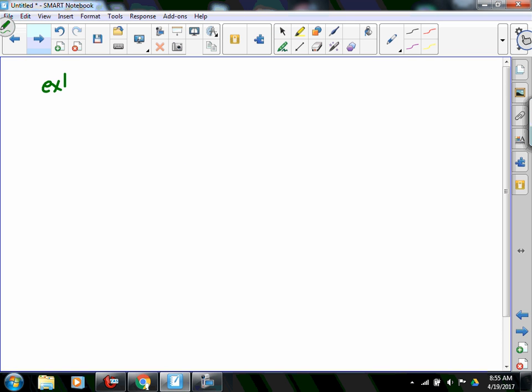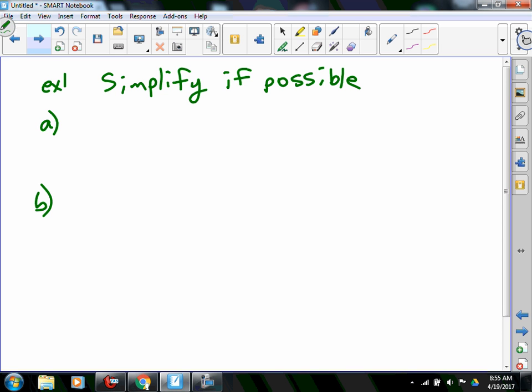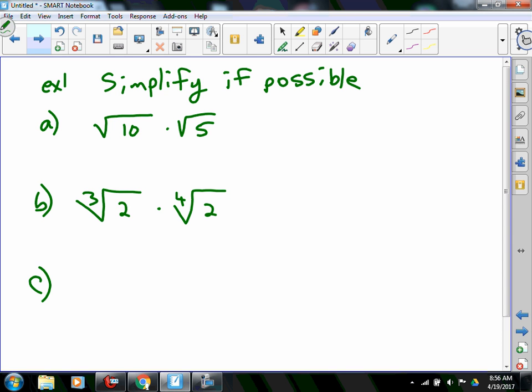Example number 1. Simplify if possible. So we'll look at 3 of these. The first one we'll look at would be the square root of 10 times the square root of 5. The next one would be the third root of 2 multiplied by the fourth root of 2. And the last one would be the third root of 2 multiplied by the square root of 6. There we go.